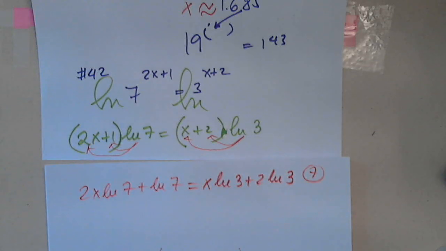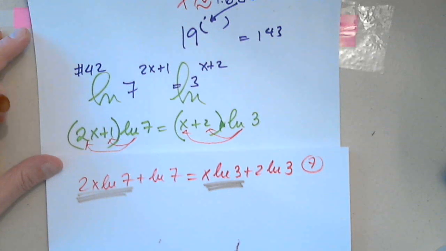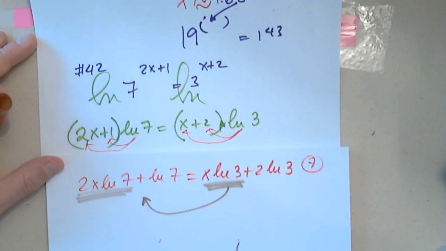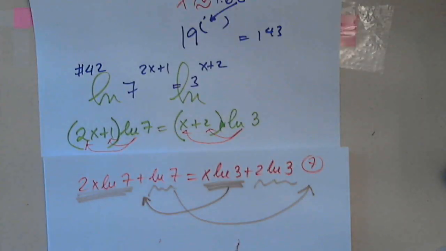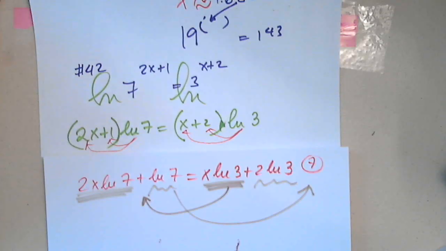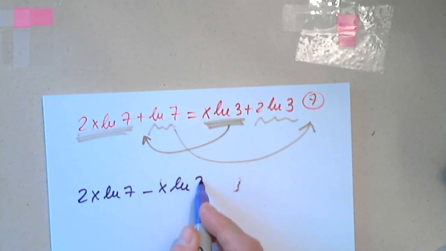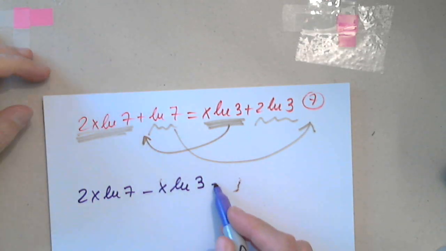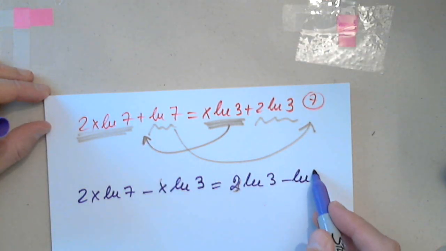At this point, I realize that only 2 terms have x. They must be on the same side. And 2 terms do not have x. Well, they must be on the other. So when I move this to the other side, I will get 2x natural log 7 minus x natural log 3. And then the right hand side will be 2 natural log 3 and minus natural log 7.